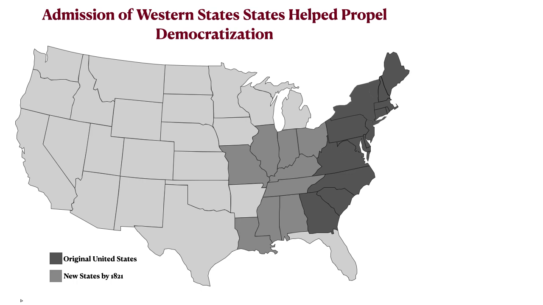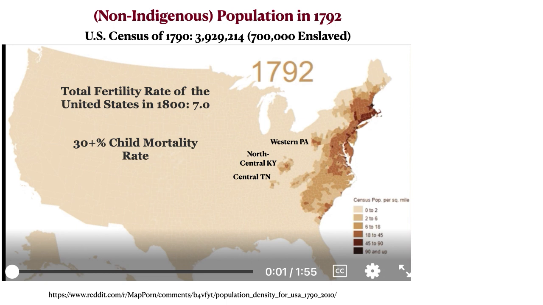They want all white men to be able to vote, and they want to have more direct elections. And it's happening at many levels in the United States at this time. Local levels, more political participation, more democratization. We can see it all over the place. And I'm just showing the new states here added by 1821.